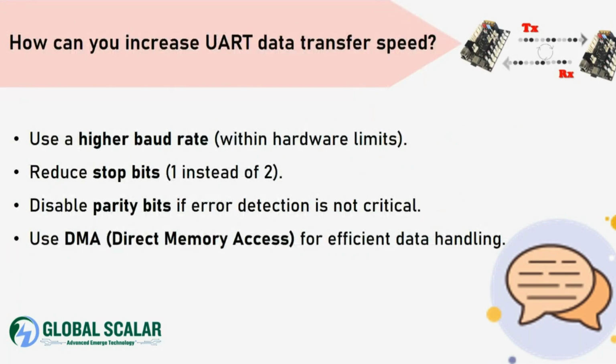How can you increase the UART data transmission speed? Use a higher baud rate within hardware limits. Reduce the stop bit to 1 instead of 2. Disable parity bit if error detection is not critical. Use DMA, direct memory access, for efficient data handling.